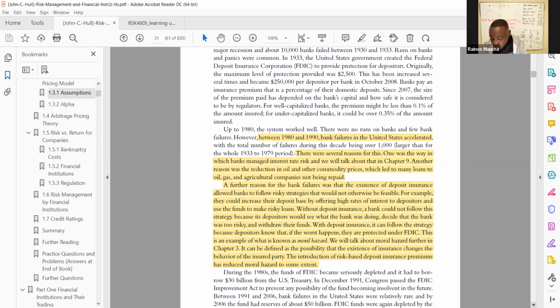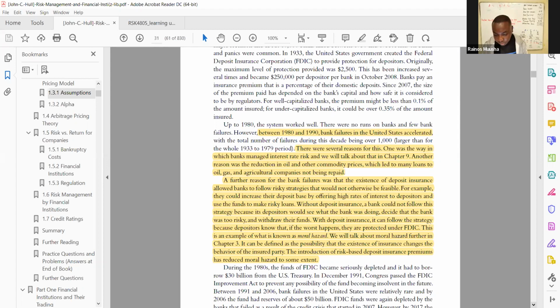The introduction of risk-based deposit insurance premiums has reduced moral hazard to some extent, because it would mean that the more you claim, the higher the premium you will be paying for the deposit insurance. Because of that, ideally, they want to cut their costs, so they would try as much as possible to have fewer claims on the insurance. Are we on the same page when it comes to deposit insurance? Any questions?